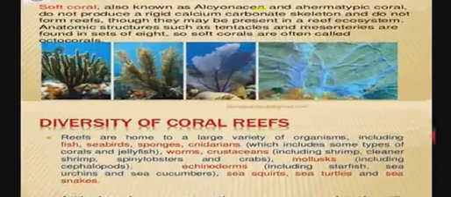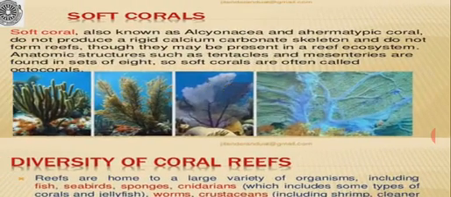Then coming to soft corals, these are also known as Alcyonacea, and these are corals that do not produce a rigid calcium carbonate skeleton and do not form reefs. Though they may be present in a reef ecosystem, they are not a component of the reef. And anatomic structures such as tentacles and mesenteries are found in sets of 8. So soft corals are often called octocorals.